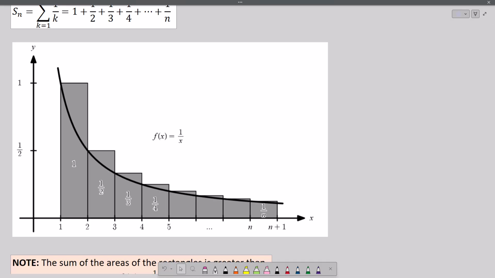So the first rectangle is to the right of 1. The second rectangle is to the right of 2. The nth rectangle is to the right of n. All right, so we've got that approximation there.